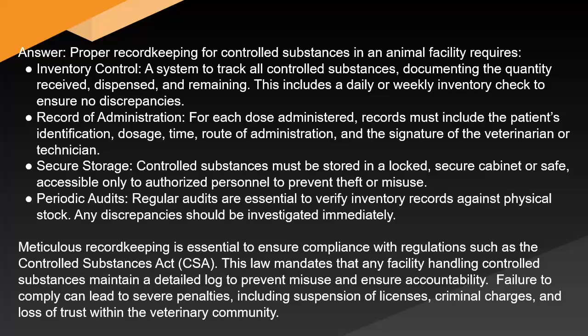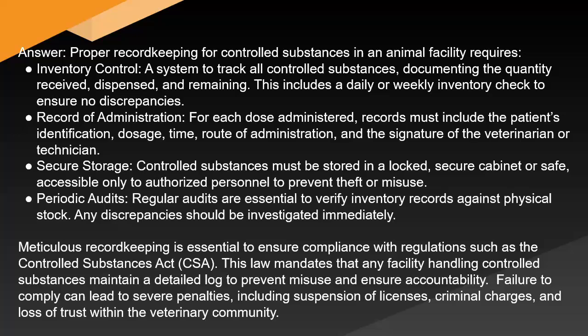Record of administration: for each dose administered, records must include the patient's identification, dosage, time, route of administration, and the signature of the veterinarian or technician. Secure storage: controlled substances must be stored in a locked, secure cabinet or safe, accessible only to authorized personnel to prevent theft or misuse. Periodic audits: regular audits are essential to verify inventory records against physical stock. Any discrepancies should be investigated immediately.